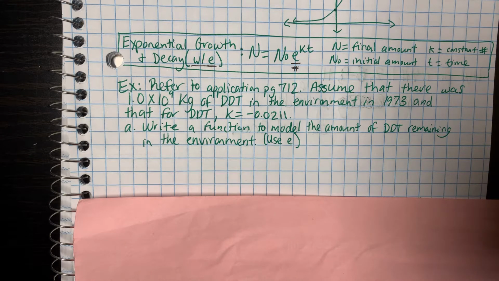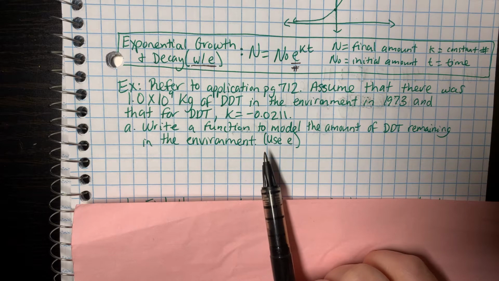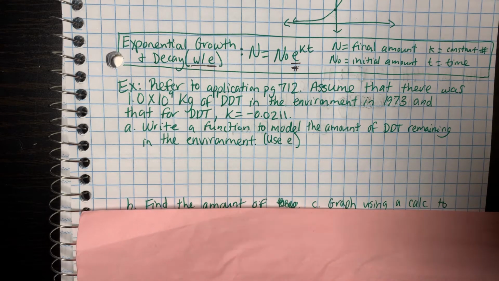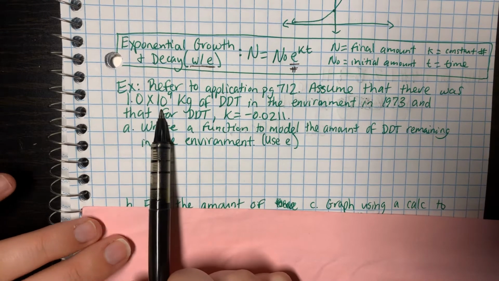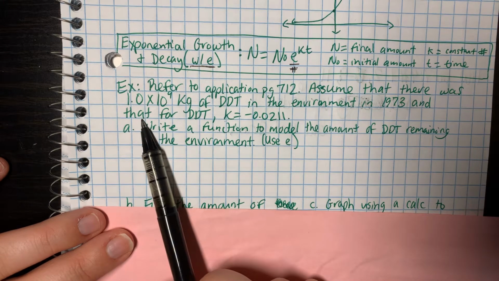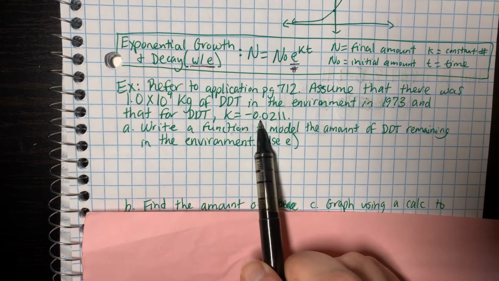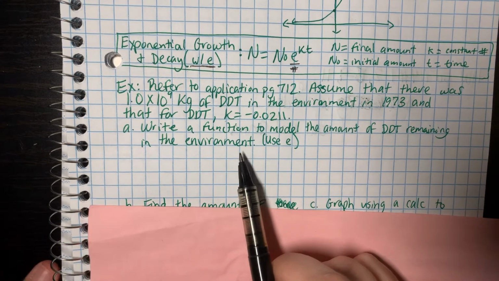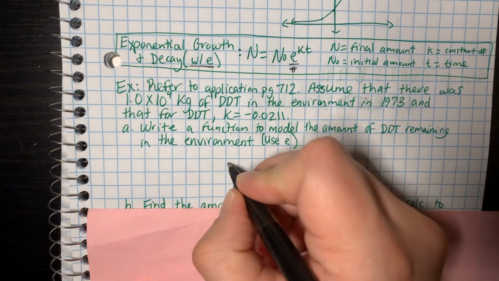Okay, so here is our problem. With our information, assume that there was 1.0 times 10 to the 9th kilograms of DDT in the environment in 1973, and that for DDT, the k equals this. Write a function to model the amount of DDT remaining in the environment. Use e. So we're going to use this equation over here.